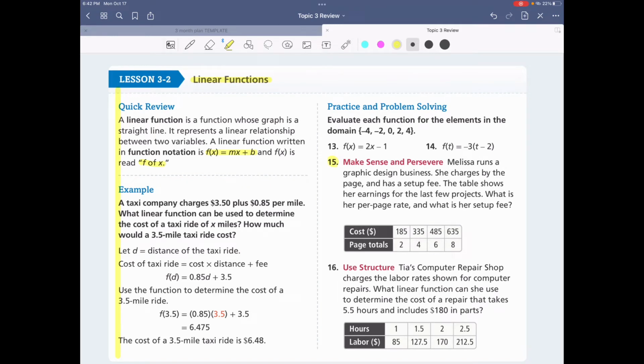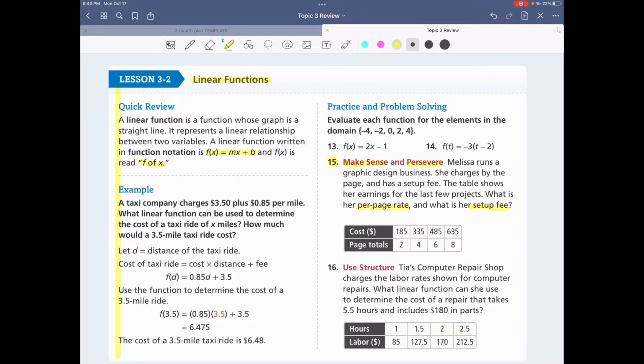Melissa runs a graphic design business. She charges by the page and has a setup fee. The table shows her earnings for the last few projects. What is her per page rate and what is her setup fee? So we're looking for her per page rate, we're looking for her setup fee. And this is going to be a linear function because that's what we're learning right now. And also, we're going to want to make sense of this problem and persevere in solving it.